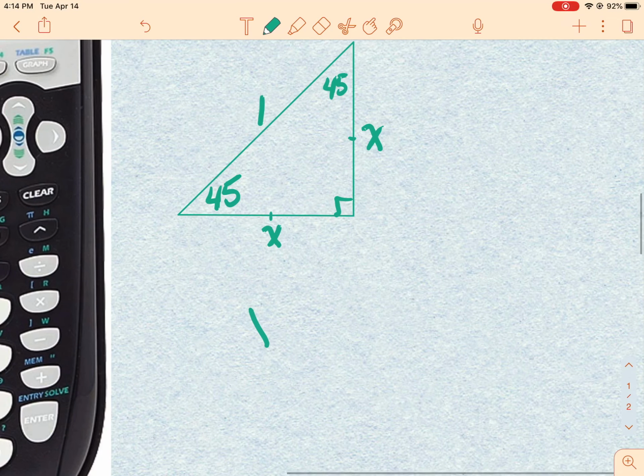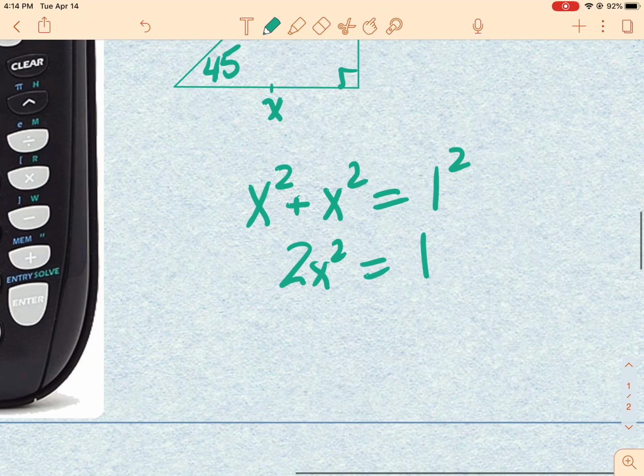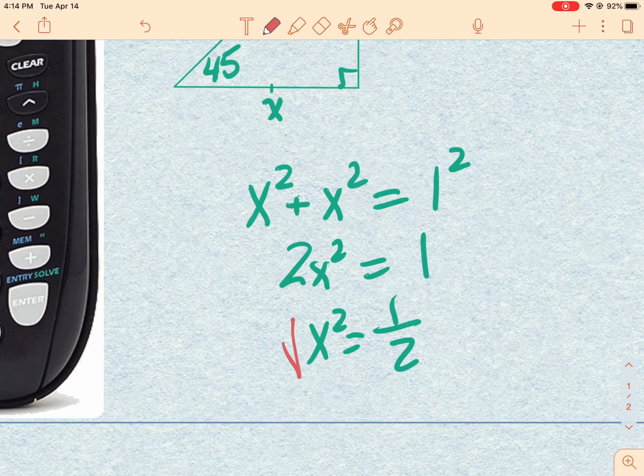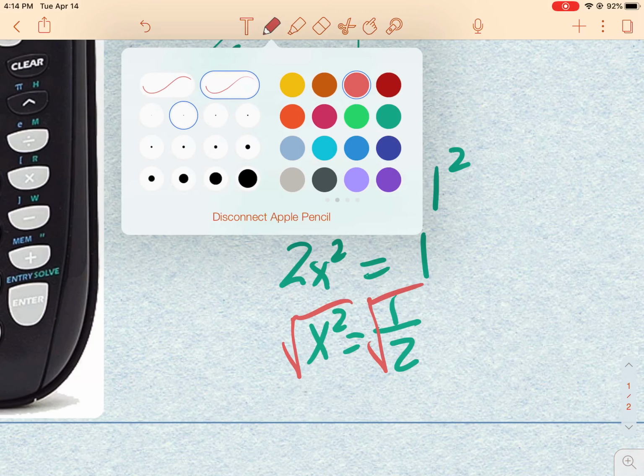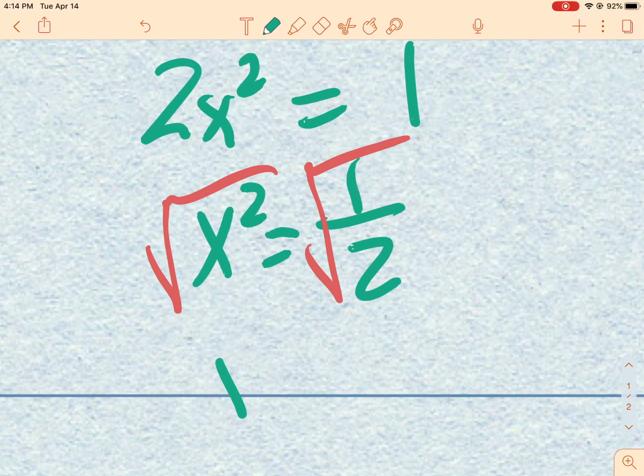So I'm going to do Pythagorean theorem to figure out what each of those are. So a squared plus b squared equals c squared. So you're getting 2x squared is equal to 1. Divide by 2 and you get 1/2. We then square root both sides. We're only worried about the positive because it's the length of a triangle. And we're getting the square root of 1, which is just 1, over square root of 2.